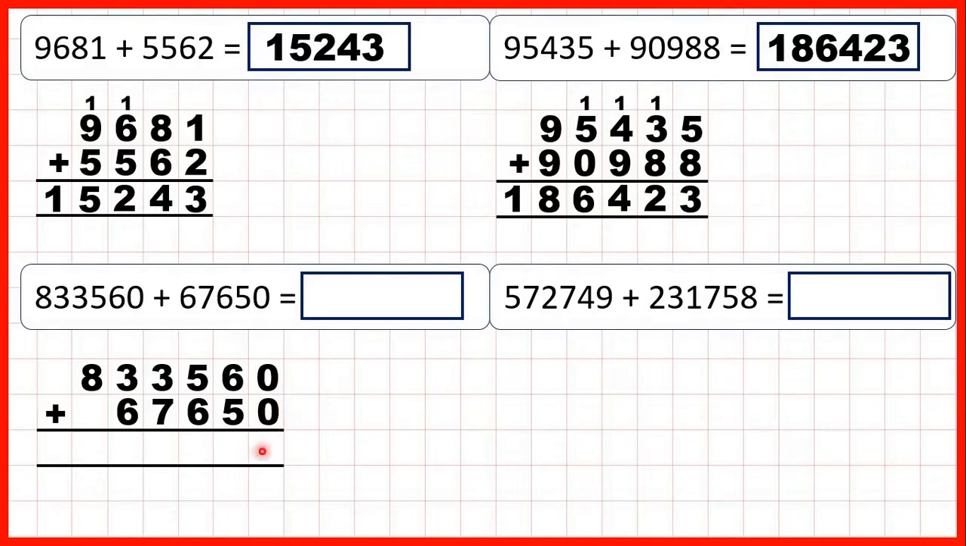0 plus 0 is 0, 6 plus 5 is 11, that's 1 1. 1 plus 5 plus 6 is 12, so 1 2. 1 plus 3 plus 7 is 11, so 1 1. 1 plus 3 plus 6 is 10, that's 1 0, and 1 plus 8 plus nothing is 9. Our answer is 901,210.